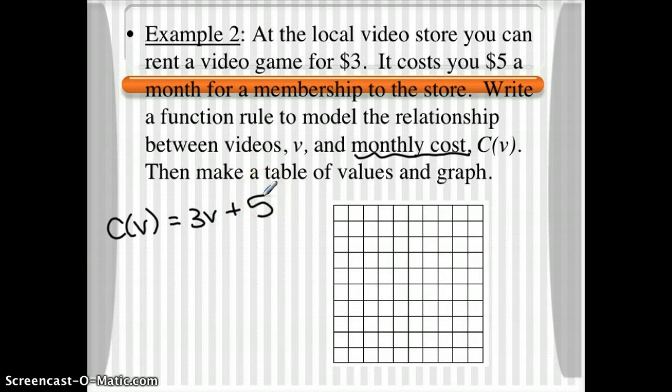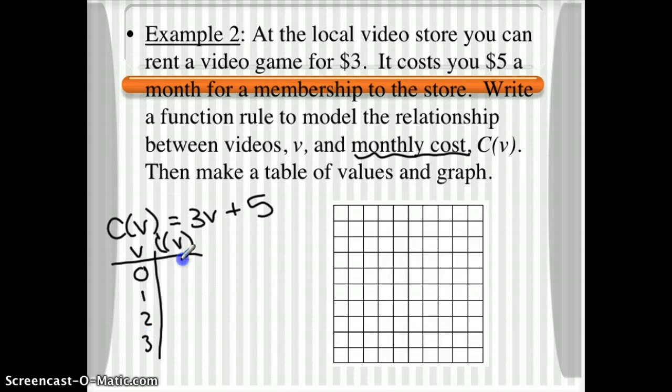Okay, and then I'm going to make a table of values for this. Now, this time I don't want to pick negative values because I'm not going to rent negative video games. So my variables are v and c of v. And I'm just going to pick whole numbers, maybe 0, 1, 2, 3. I would keep on going.